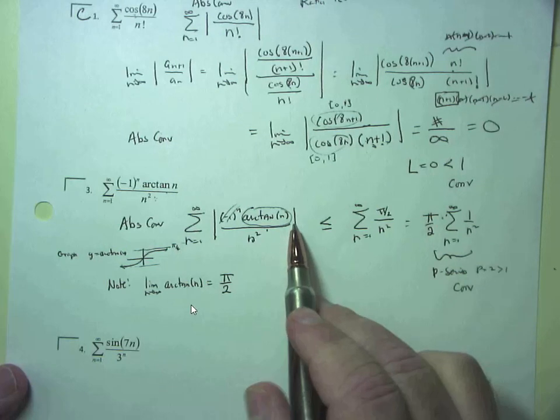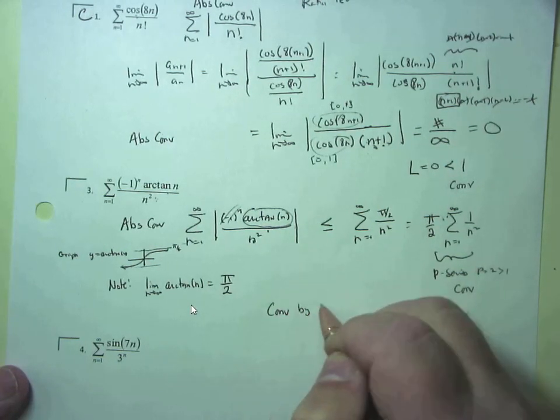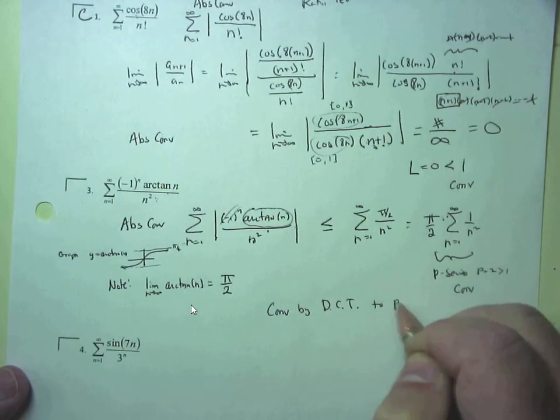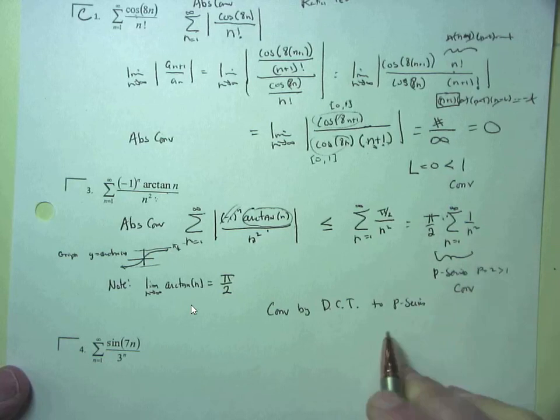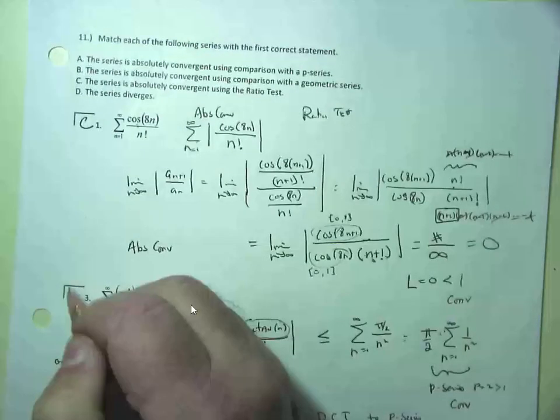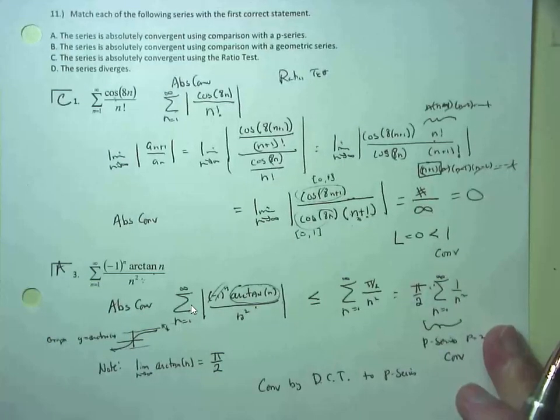Does that make sense? Therefore, it converges by the direct comparison test to a p-series, which makes the answer A on this one. Does that make sense? That's absolutely convergent, by comparison to a p-series.